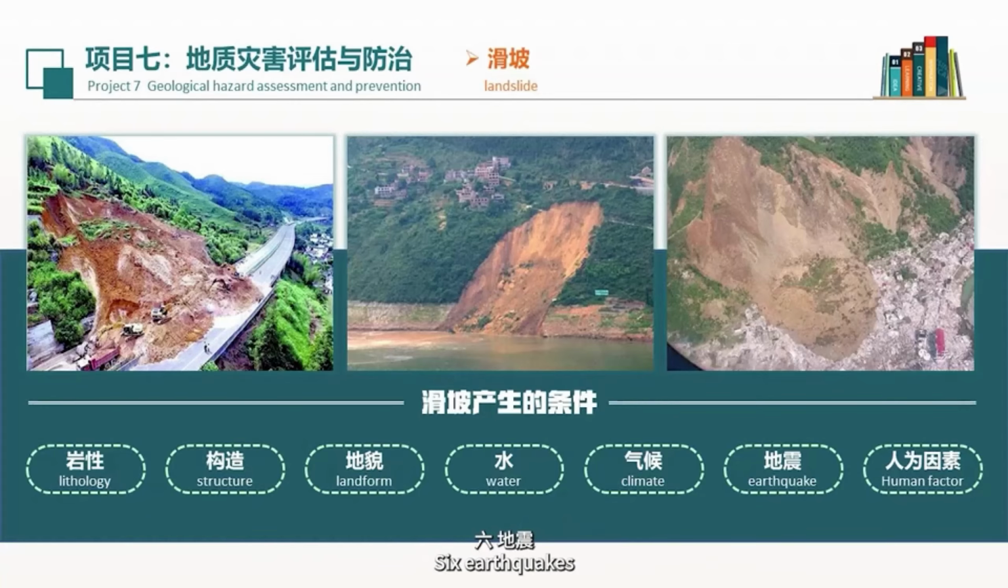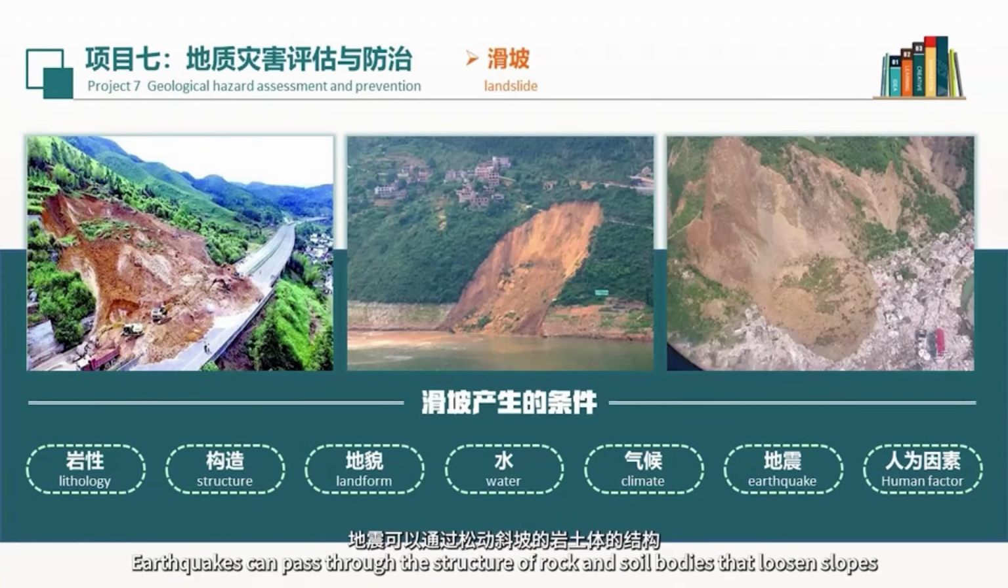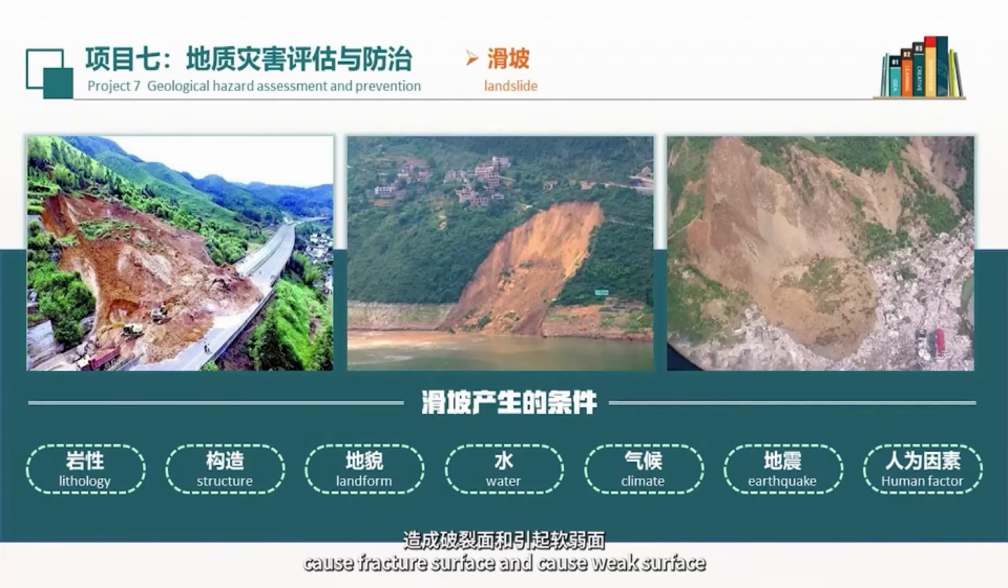6. Earthquakes. Earthquakes can loosen the structure of rock and soil bodies on slopes, cause fracture surfaces, and cause weak surface dislocation and other effects. This reduces slope stability. The cumulative effect of repeated action may cause instability of the slope. In addition, seismic forces suddenly applied also damage the slope and create a trigger effect.